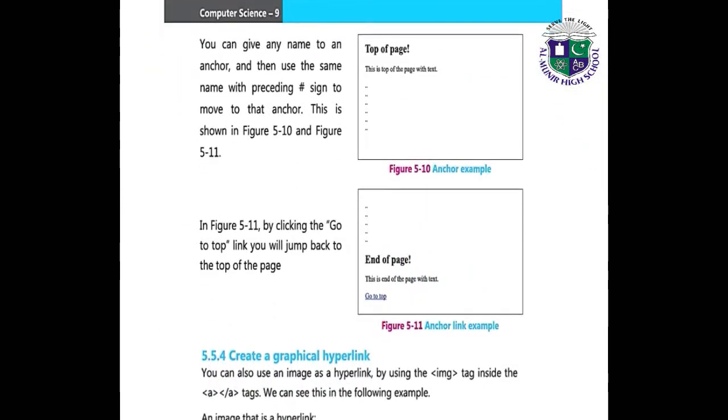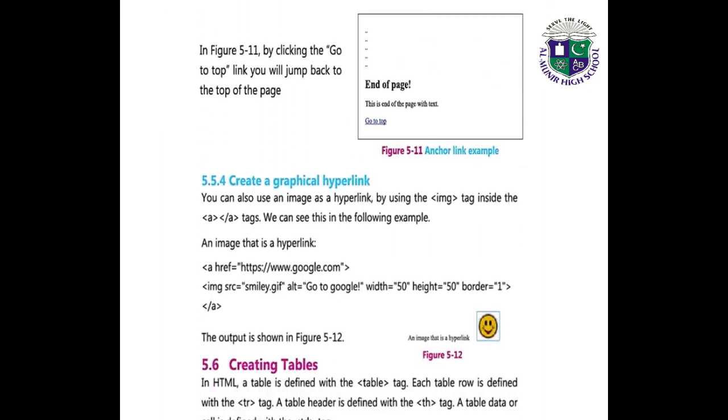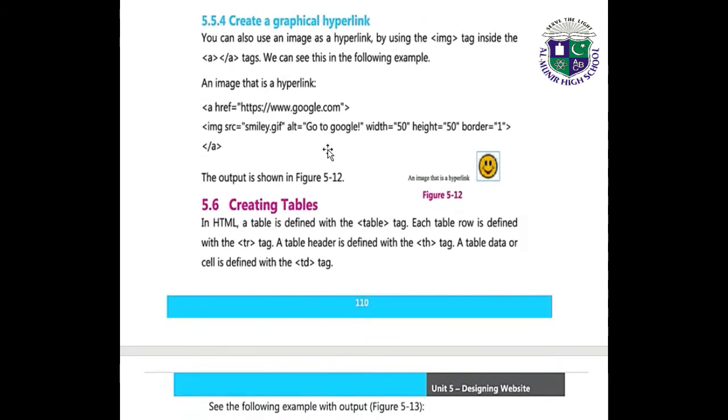You can give any name to an anchor and then use the same name with the preceding hash sign to move to that anchor, as shown in this picture. In figure 5.11, by clicking the go to top link, you will jump back to the top of the page. Create a graphical hyperlink. Yes, we can create a graphical hyperlink by following these steps.